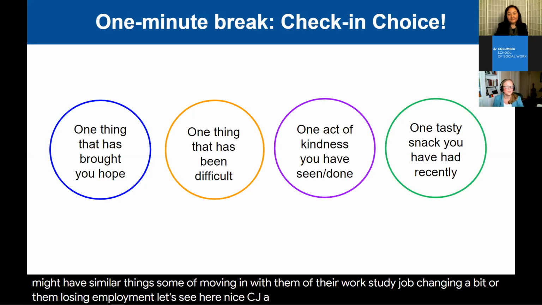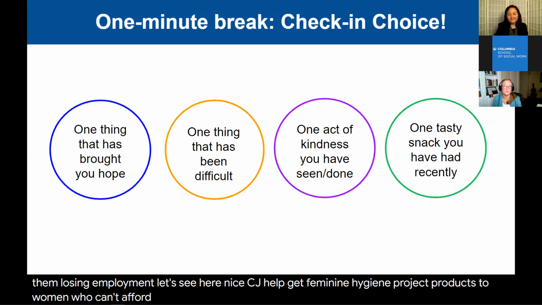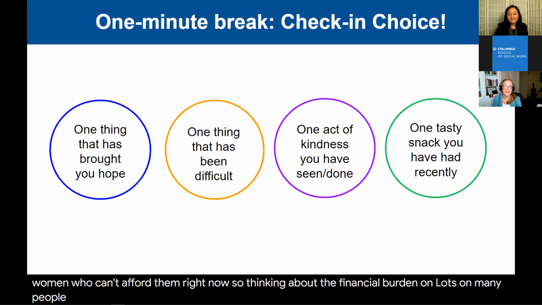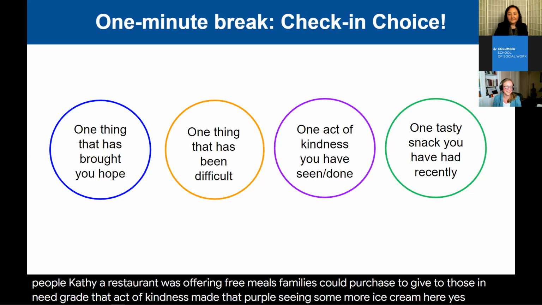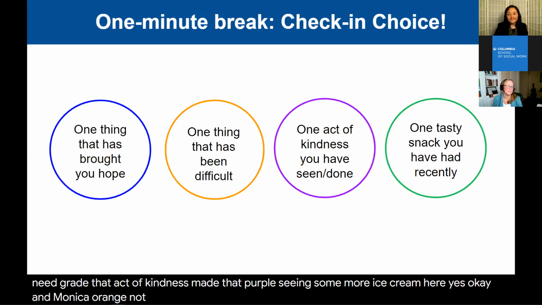Nice. CJ helped get feminine hygiene products to women who can't afford them right now. So thinking about the financial burden on many people. Kathy, a restaurant was offering free meals that families could purchase to give to those in need. Great, that act of kindness, maybe that purple. Seeing some more ice cream here, yes. Okay. And Monica, orange, not being able to see my elderly mom in assisted living.